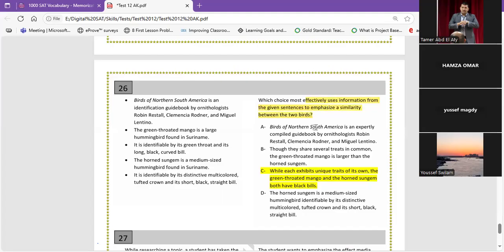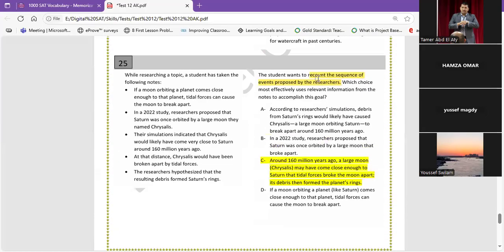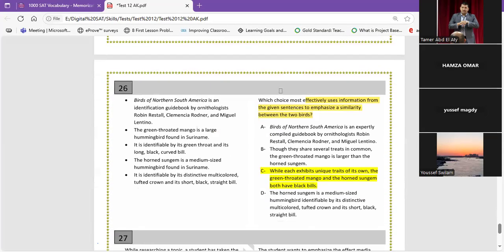Dr. Tamer, is this kind of question completely different from this one? He didn't say the student wants. Yes, the question can be in that shape. No problem. I want the similarity between the two birds. Easy, just read it. I don't care if it told us a student or not. It's a rhetorical synthesis with its context.